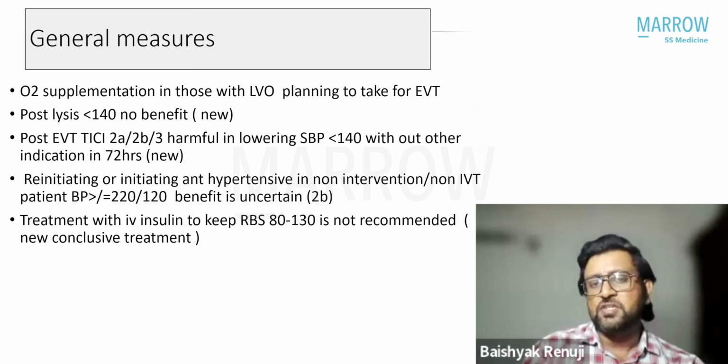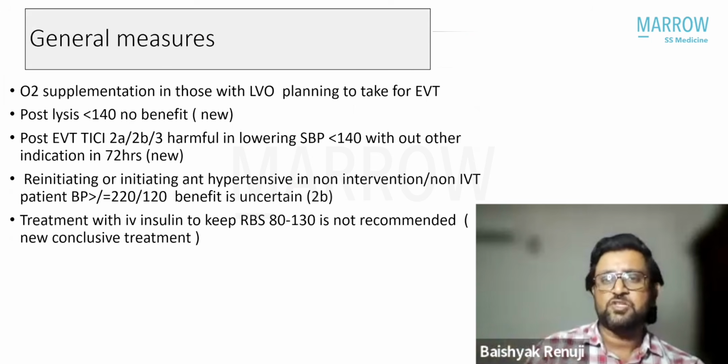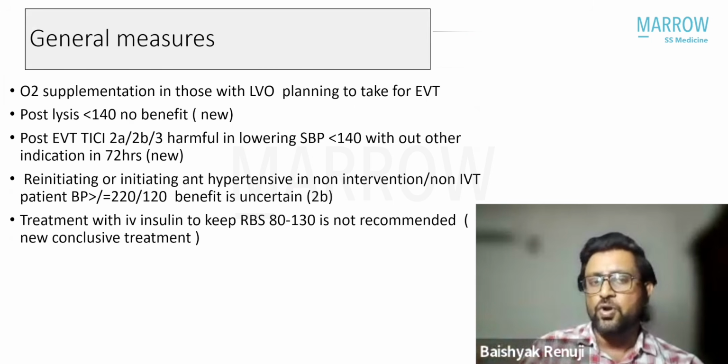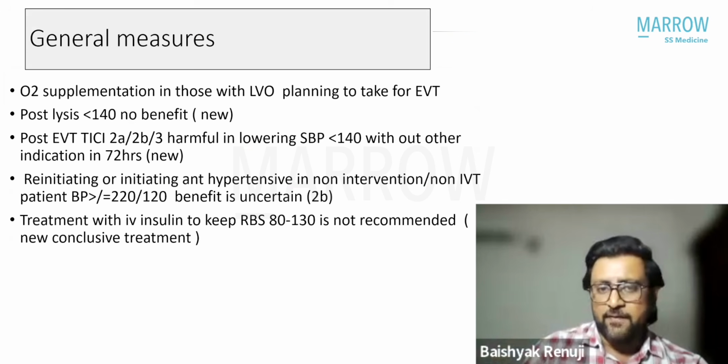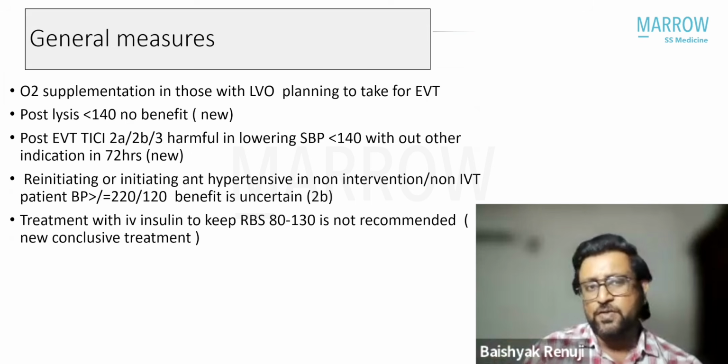Then general measures, oxygen supplementation can be given with normal saturation for LVO patients who are going to be taken for EVT. Second is post-lysis, a BP less than 140 is not beneficial. So 180 to 140 is a better range of BP. That is a new thing. Then again, insulin and all those things I'm not going to go into. These are the two major things in the general measures.